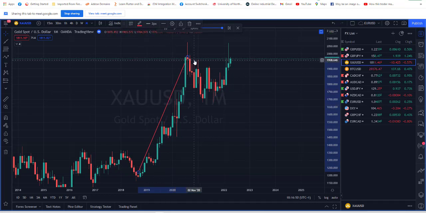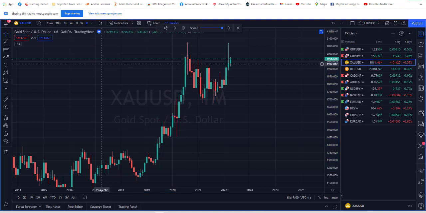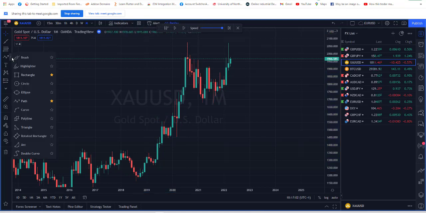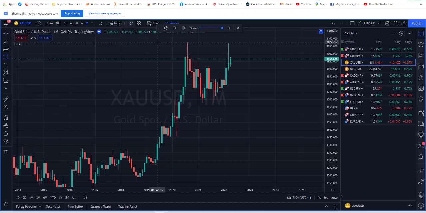And then in 2020, it reached a key level right here. On reaching this key level, it starts to drop. So we have to identify that turning point. Come to this particular tool, choose your rectangle tool, all right? And then mark out that key zone.